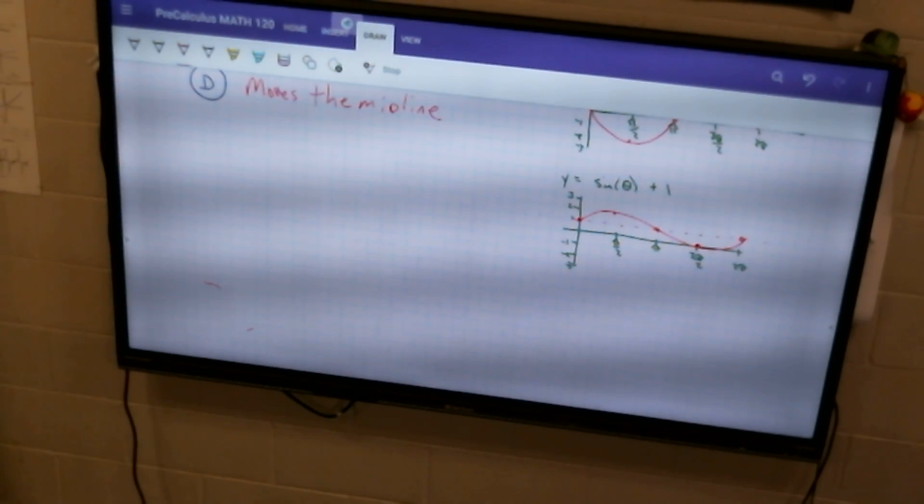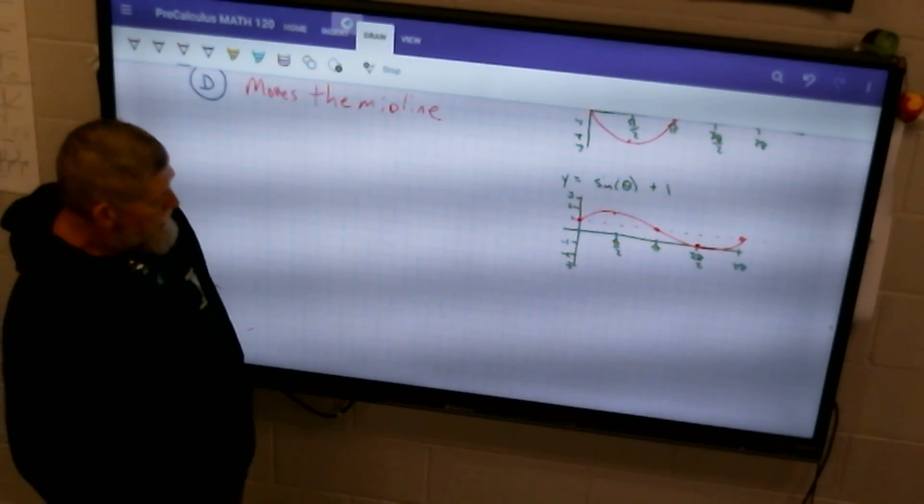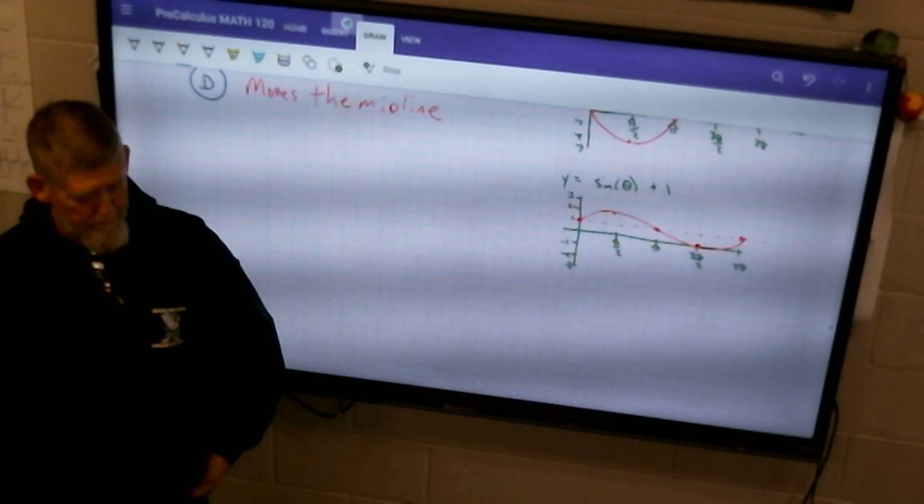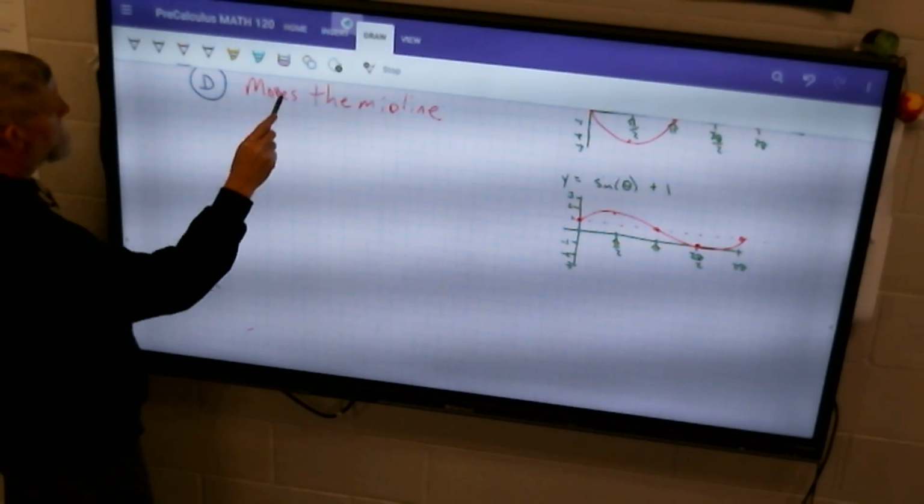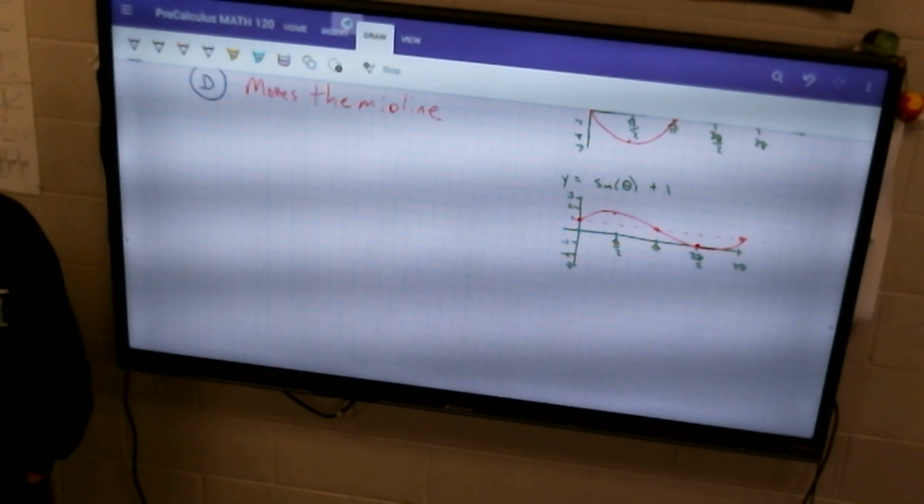So why is the point on 3 pi over 2 and not on 3 pi? Oh wait, no. Because that's the minimum point. Yeah. Yep. Good question. Excellent question.